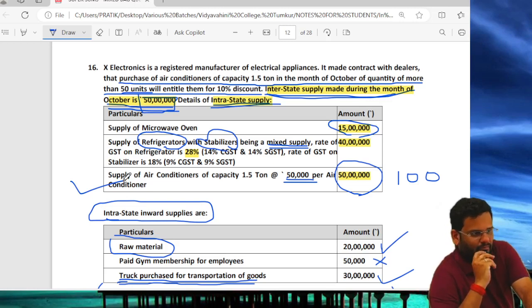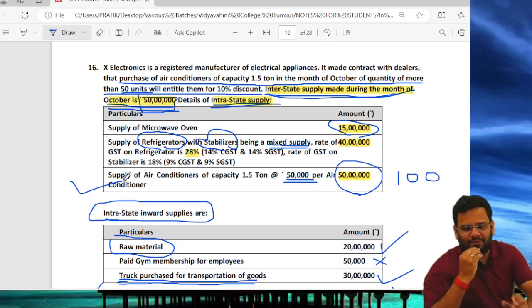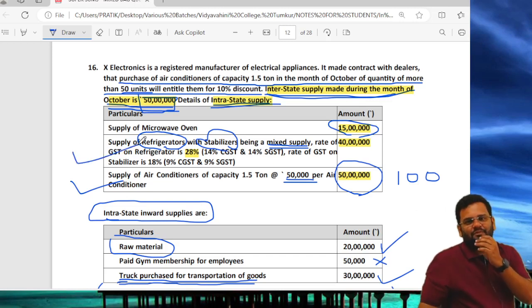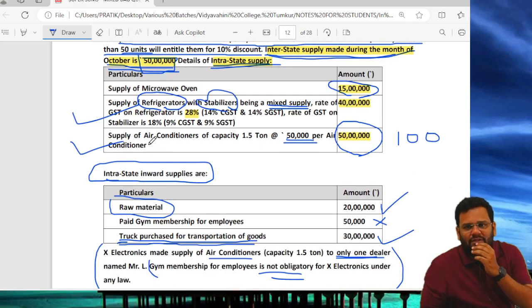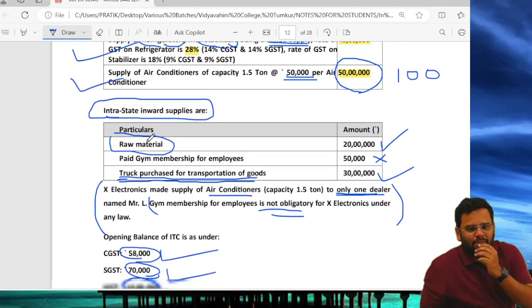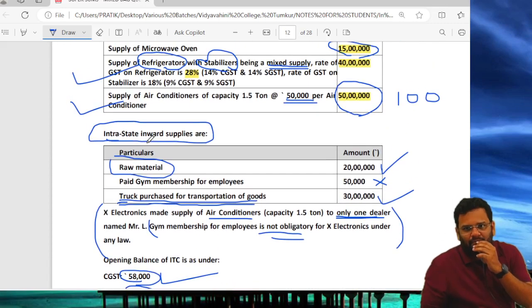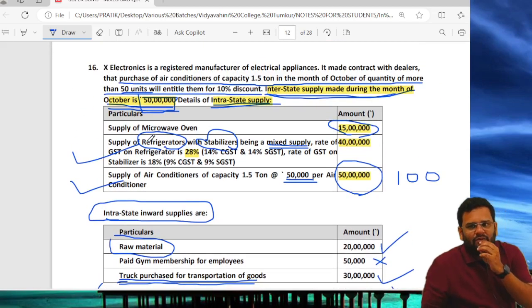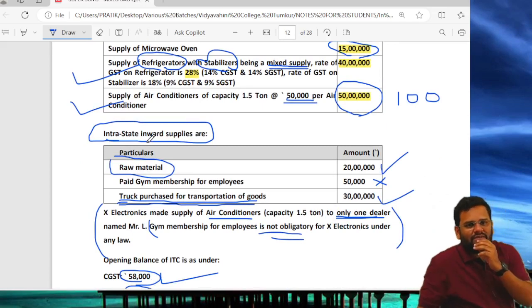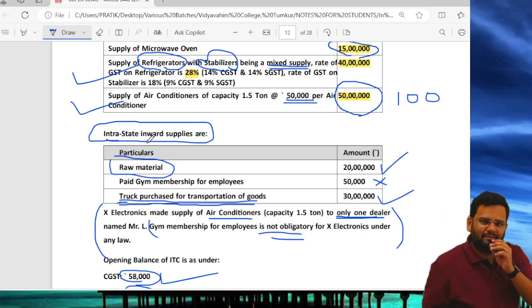Second, as per Section 8 of the CGST Act, mixed supply is treated as supply of that particular supply which attracts the highest rate of GST. Clear? You know which point to link it with.